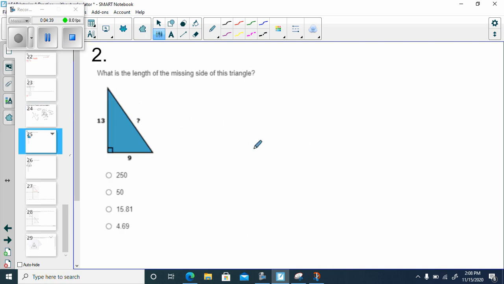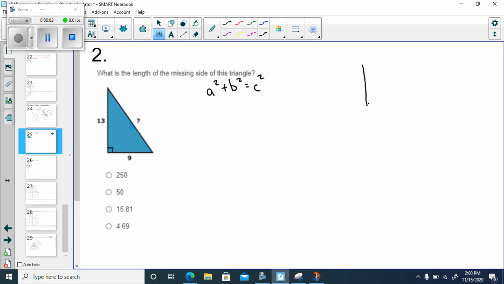Now let's look at number 2. What is the length of the missing side of this triangle? Well, notice this is also a right triangle, and I'm looking for a side length. If I have a right triangle and I'm looking for a side length, I can use Pythagorean theorem. A squared plus b squared is equal to c squared.